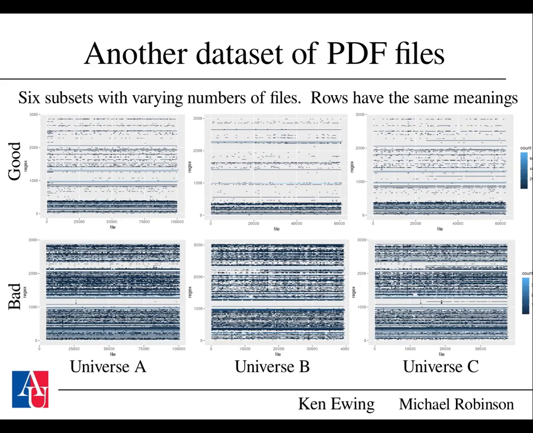So here's a different data set of PDF files. I have 6 different subsets of varying numbers of files. As in before, the rows of each of these 6 sets has the same meaning, but the columns are different. Again, there are various regular expressions. In this case here, I've got about 3,000 different messages being fired. There are 6 different sub-universes, 3 universes, and each universe is split good-bad.